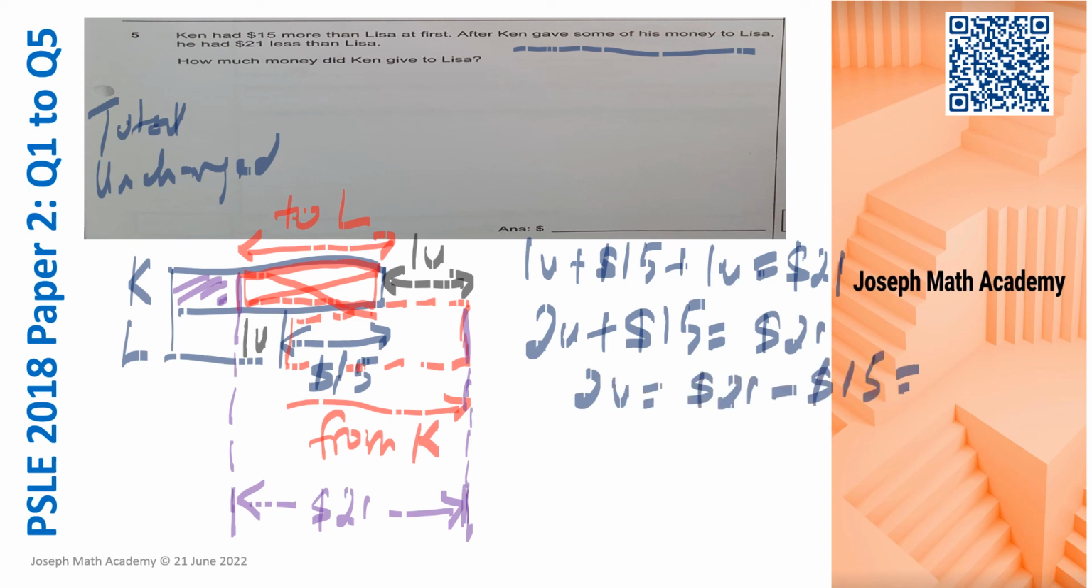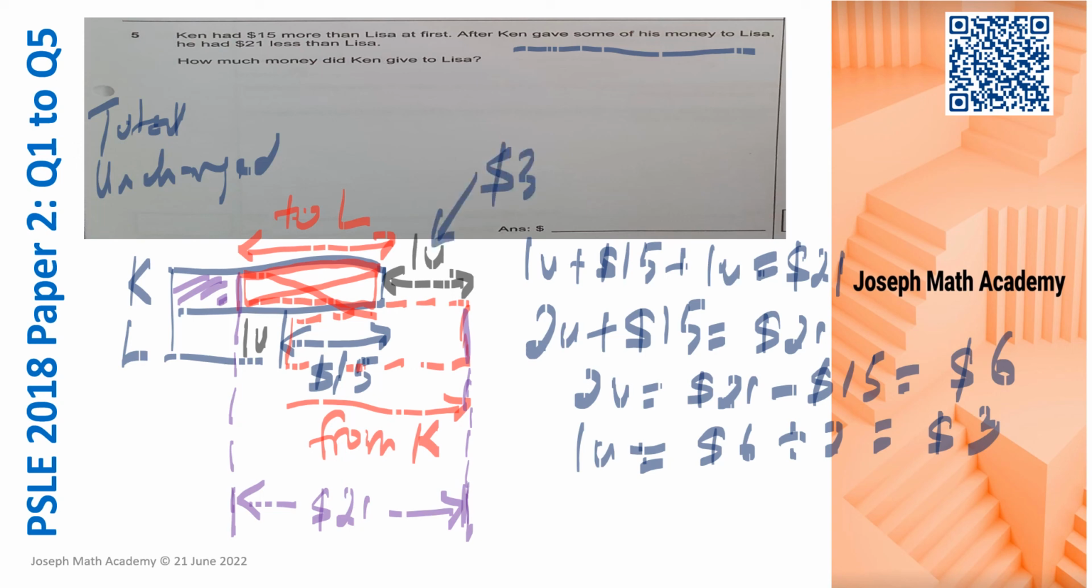That gives us 6. So 1 unit will be 6 divided by 2. That is $3. So this part is $3.